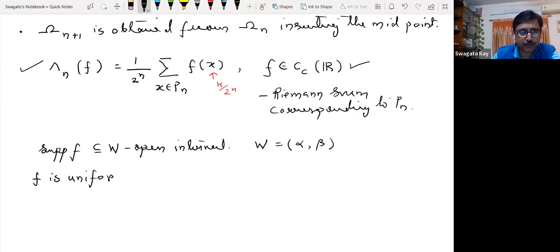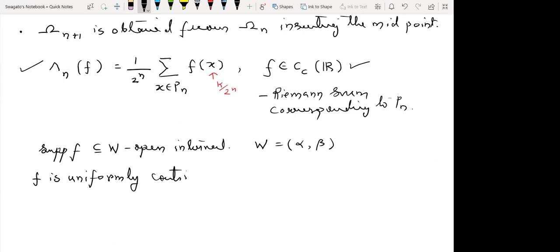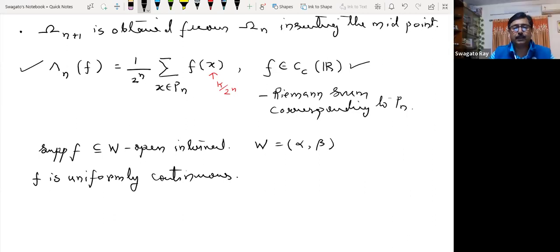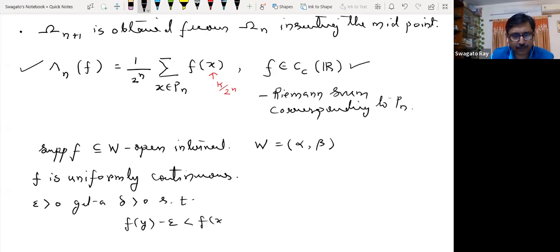Is this clear to all of you? Yes, sir. Why is it uniformly continuous? It is a continuous function supported on a compact set, so it is obviously uniformly continuous. Fantastic. So given an epsilon bigger than 0, fix it, get a delta bigger than 0, such that the standard definition applies: f(y) minus epsilon is less than f(x) is less than f(y) plus epsilon, if |x minus y| is less than delta.